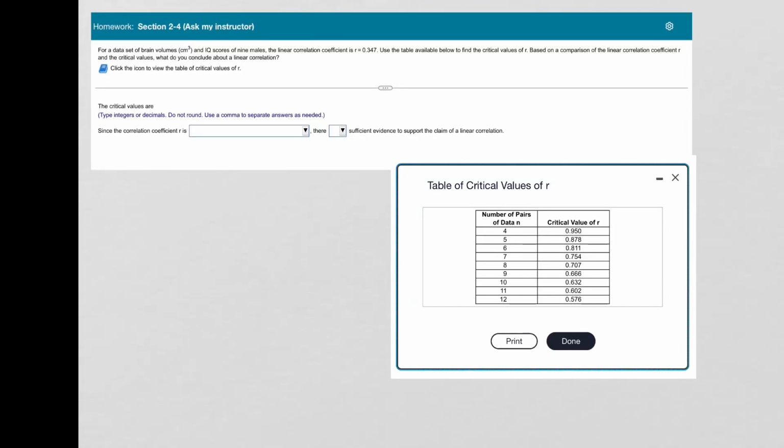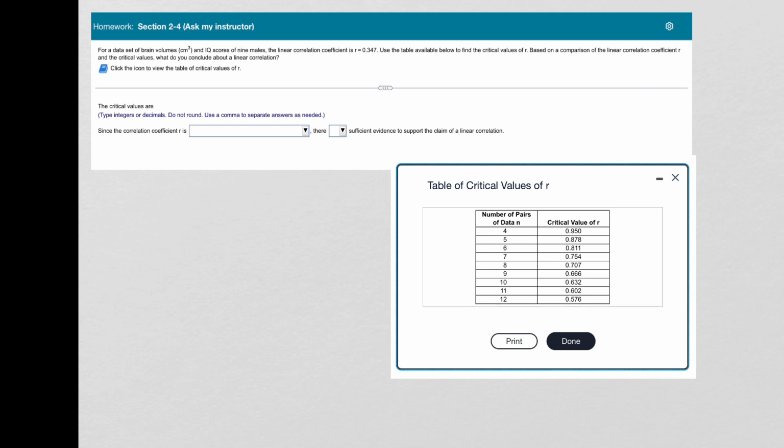In this problem, it says that we have a data set of brain volumes and IQ scores for 9 males, and that the linear correlation coefficient is R equals 0.347. So we are going to use the table of critical values of R to determine if there is a linear relationship between the brain volumes and the IQ scores. So this is how we go about doing this.